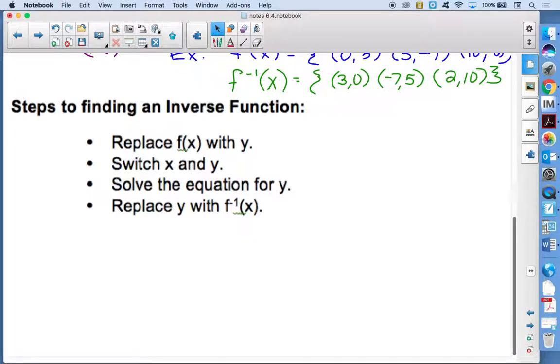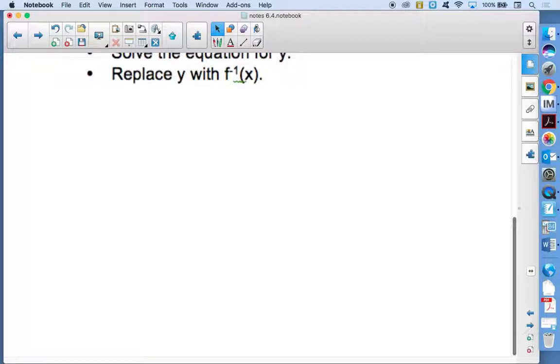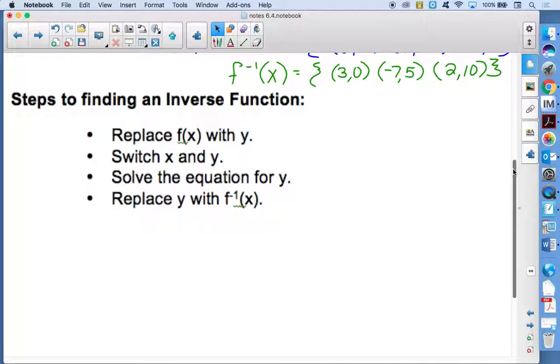So with equations, there's a little process, and it's not really involved. It's stuff you already know how to do, in order to find an inverse in equation format. The first thing says replace f of x with y. So if my equation starts with f of x, we're going to change f of x to say y. Well, that's pretty easy to do. The second thing says switch x and y. So literally, we are going to flip-flop x and y, and then solve the equation back for the y variable. So after we switch them, we're going to see if we can get y by itself.